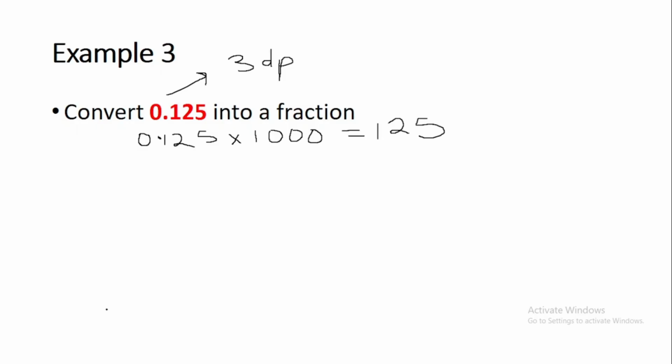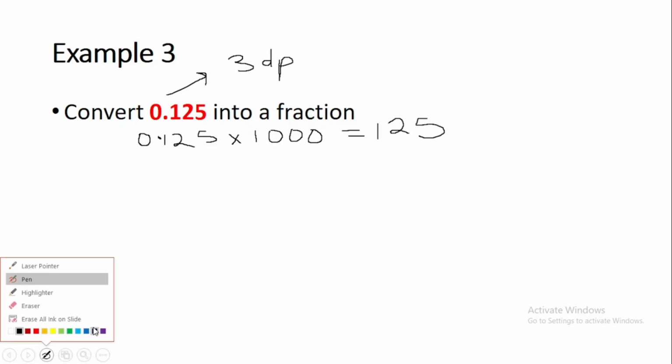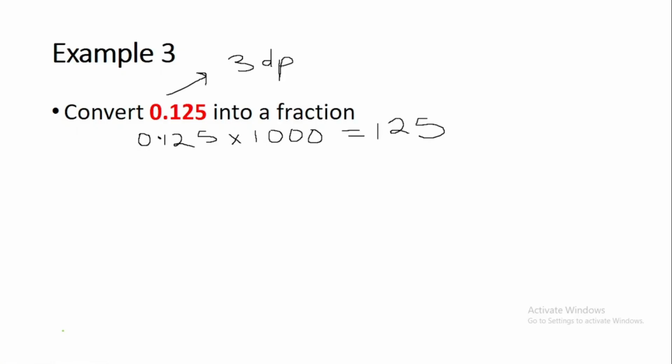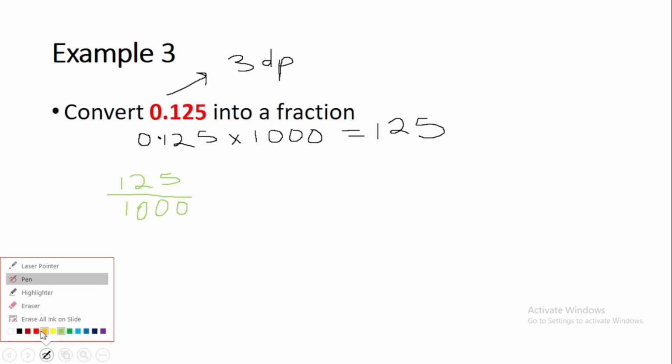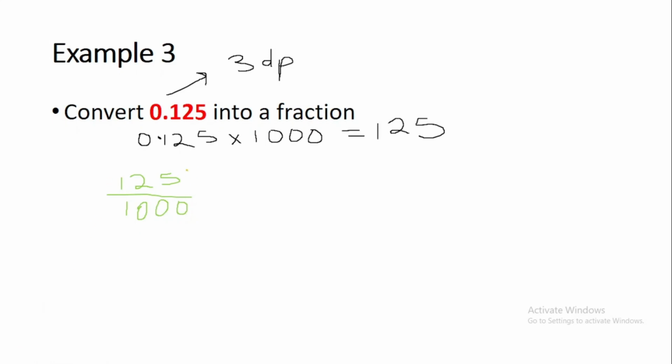So now that we have that whole number right there, we're just going to put it over the base 10 number that we multiplied by. So we're going to have 125 over 1000. And afterwards, we will just simplify. So we're just going to simplify our fraction right here.